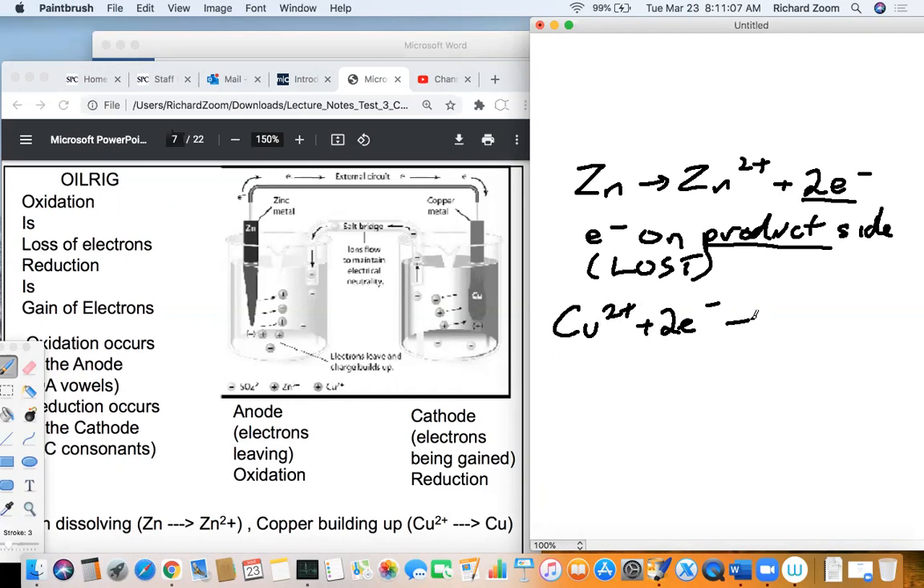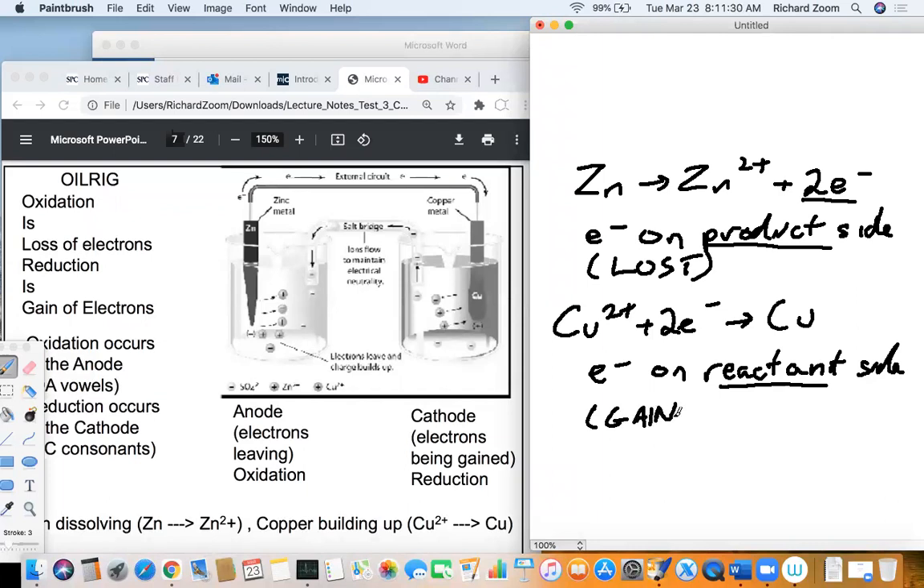On the other side, we've got copper 2+ plus 2 electrons goes to copper. As you can see, the electrons are on the reactant side. And if you understood that the electrons are on the product side of the other one, there's no reason you shouldn't understand that electrons being on the reactant side here means that electrons are being gained. So that's what I mean by oxidation is loss of electrons and reduction is gain of electrons.